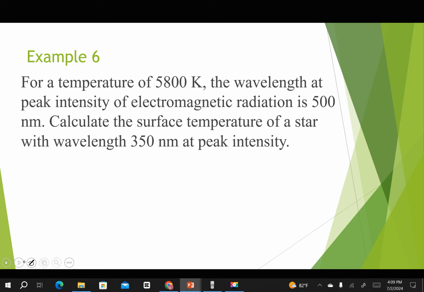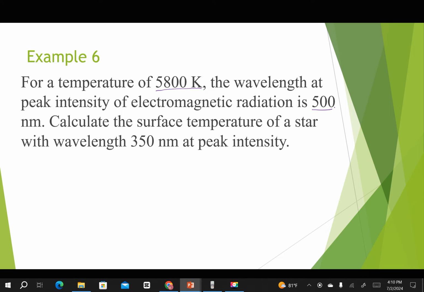For a temperature of 5,800 Kelvin, the wavelength at peak intensity of electromagnetic radiation is 500 nanometers. Calculate the surface temperature of a star with wavelength 350 nanometers at peak intensity. Surface temperature of the star. Okay.